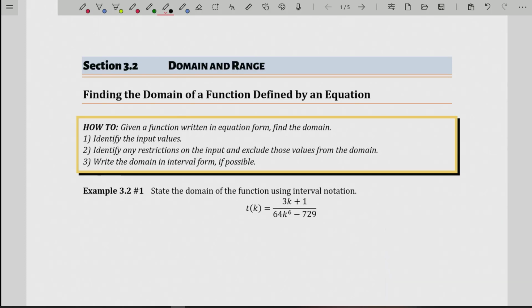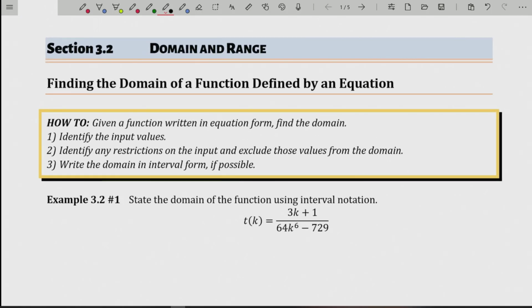So here we go. The domain and range of a function. Finding the domain of a function defined by an equation. That's the subsection we're in. And this should be old news for you, or old hat for you, if you will. But there is a how-to here.